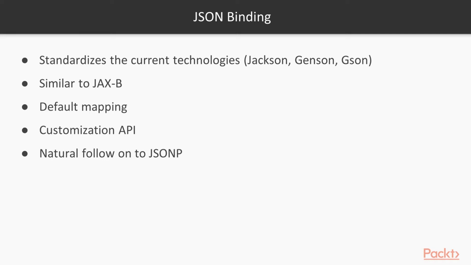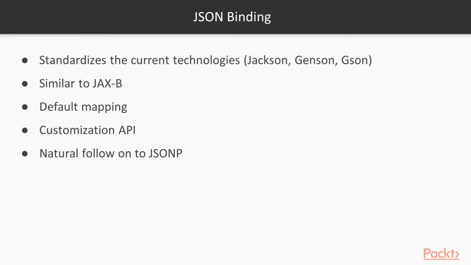The goal of creating a standard JSON binding API was not inventing another API. The goal was to analyze existing JSON binding APIs like Jackson, Genson, and JSON and standardize the most useful and common features. Genson and JSON creators are members of the JSON-B expert group. We were working together with other experts to build the standard.